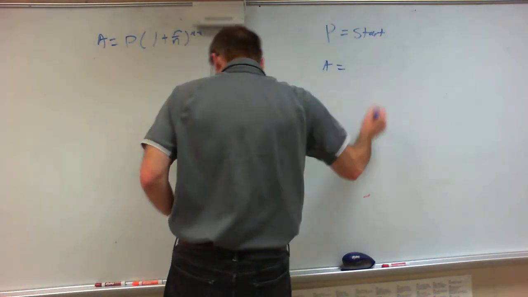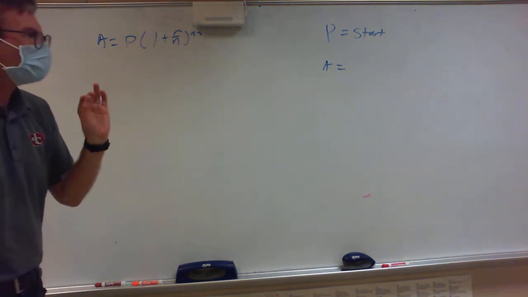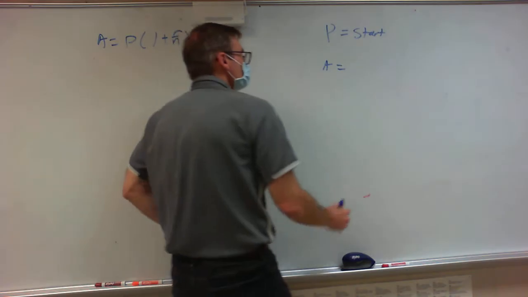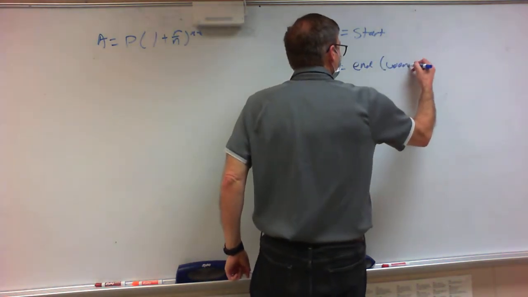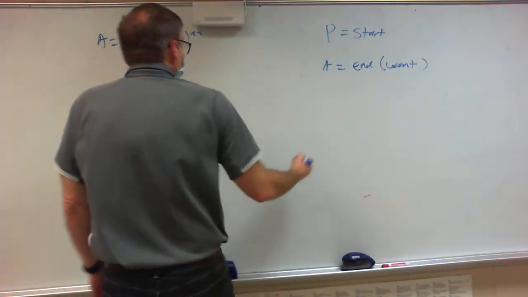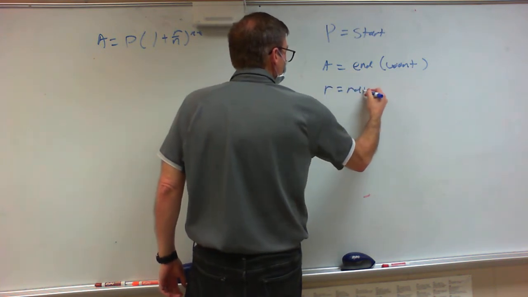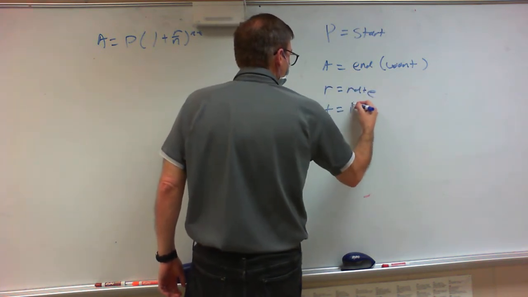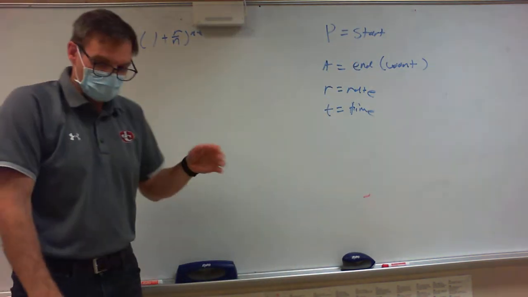What is A? Short for amount, but the way I want you to think of it is the ending value, or what you want. Okay? Are we okay with R is your rate, T is time, right? Are we okay with those? N is the number of times you compound.